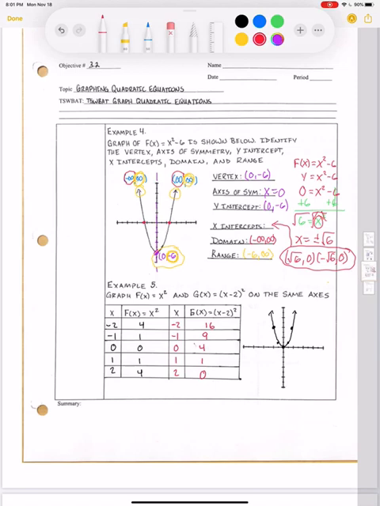So we're going to plot those points. I'm not going to be able to plot the 16 because it's too big. I'm also not going to be able to plot the 9. But I can plot those points. So I have (0, 4).